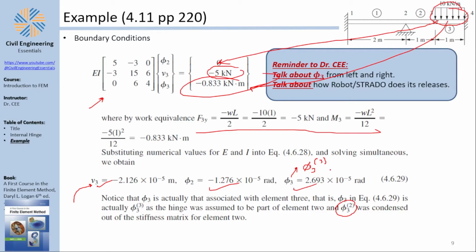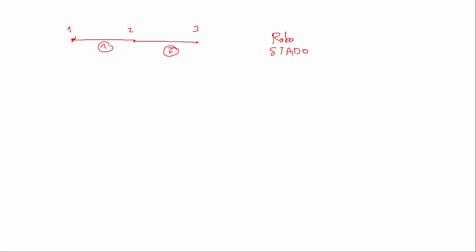But wait, I told you that I wanted to talk about how the softwares deal with those releases programmatically. To do that, I want to use a white screen here very quickly. If you have an element between node number 1, node number 2, and node number 3, okay? This is element number 1, and this is element number 2. Now, in STAAD, my structural analysis software, as well as in Robot, I'm not really 100% sure, but I have seen signs that suggest that. In STAAD and in Robot, what happens is, if you don't release anything, then, well, this is element number 1 and this is element number 2.